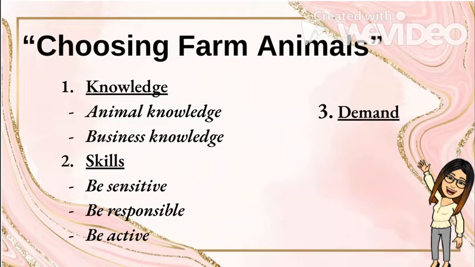First, remember this, knowledge. This is very important. People who are interested in animal farming should have technical knowledge in raising livestock. They should have the following. First, we have animal knowledge. When we say animal knowledge, class, this involves knowing the suitable animals to raise in a farm, and the number of animals to buy.